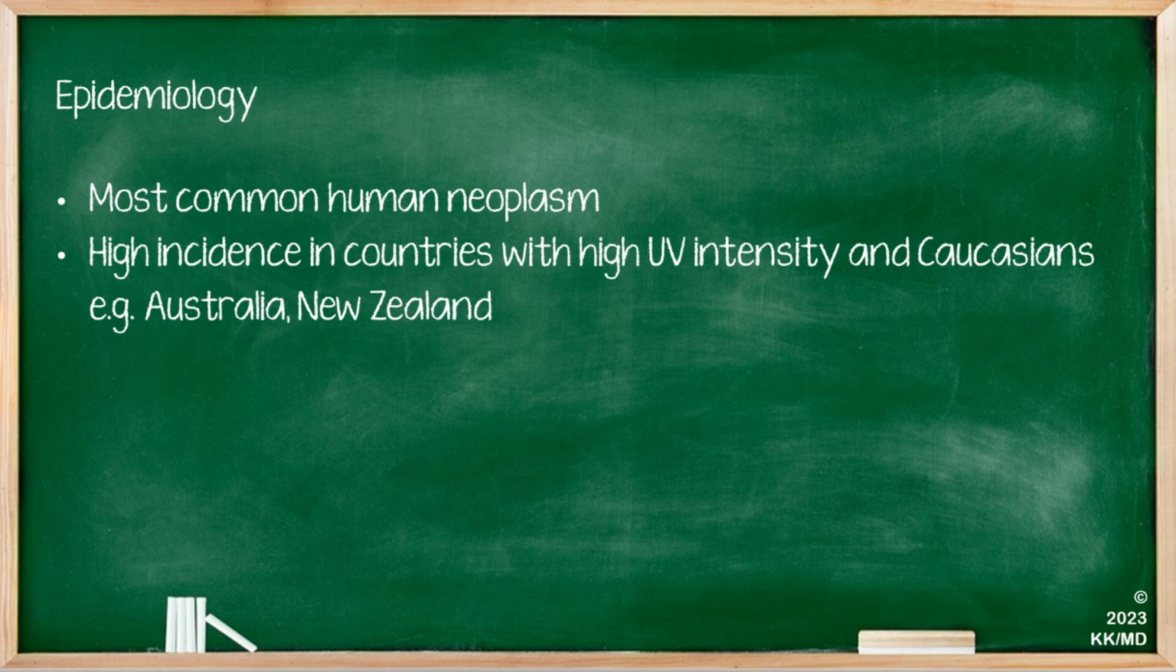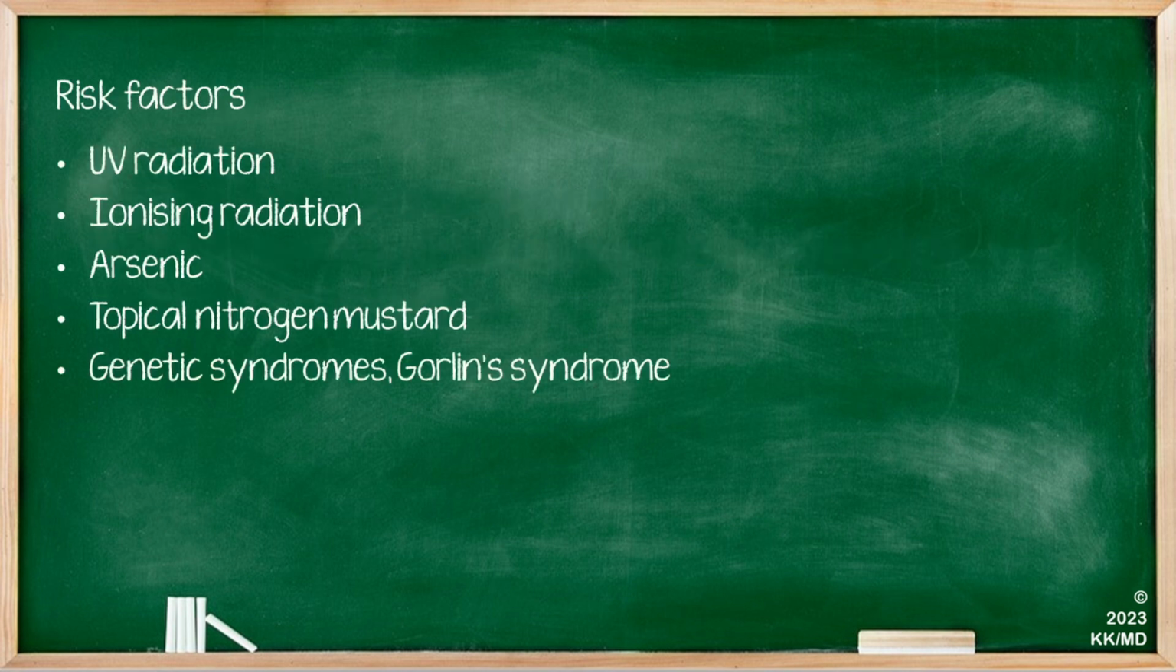It has a high incidence in countries with high UV light intensity and Caucasian skin, such as Australia and New Zealand. With regards to risk factors, as we discussed, UV light radiation and ionizing radiation are two of the commonest reasons for developing BCC. Other risk factors include arsenic, topical nitrogen mustard, and genetic syndromes, which are really rare, such as Gorlin syndrome.